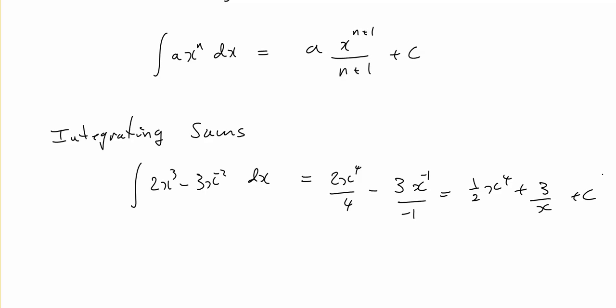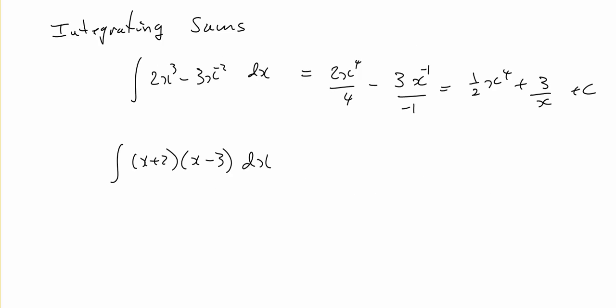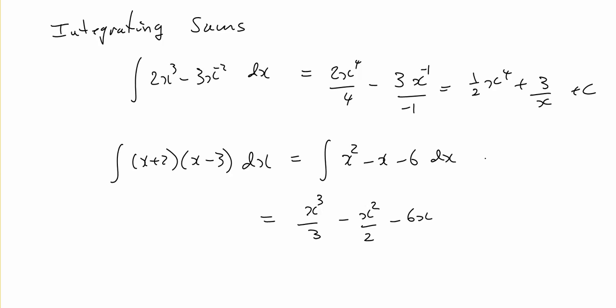plus 3 over x plus c. You may need to expand brackets. Like here, if you want to integrate x plus 2 times x minus 3, expand the brackets, which would be x squared minus x minus 6 dx, and then we integrate each term. X squared is x cubed over 3, minus x squared over 2, minus 6x plus c.